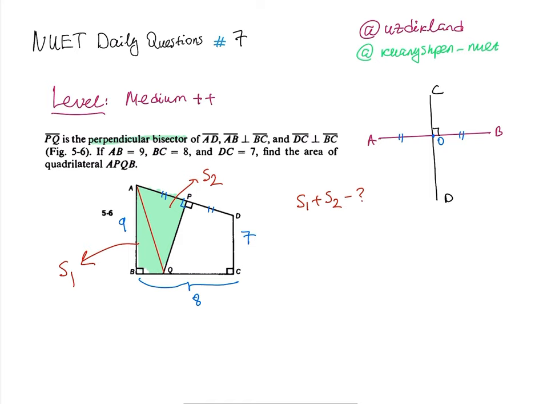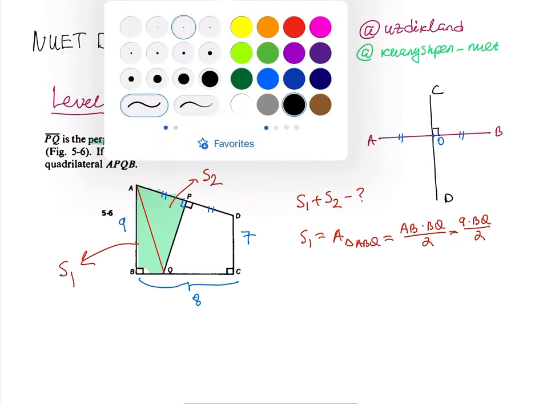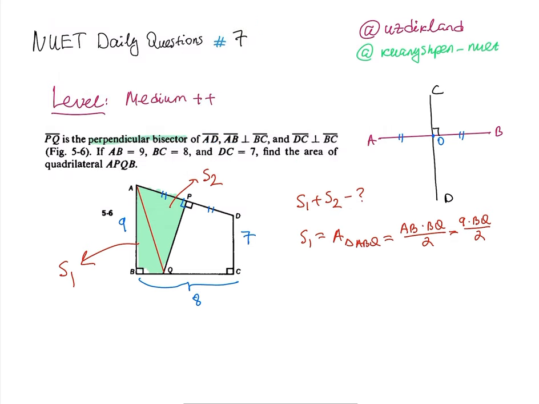How to find S1? S1 is the area of the right triangle ABQ, and we know how to find the area. This is AB times BQ over 2. We know AB, which is 9, but we don't know BQ. So if I can find BQ, I would be able to find S1. So how to find BQ? Let's label BQ with X. Then this one would be 8 minus X.